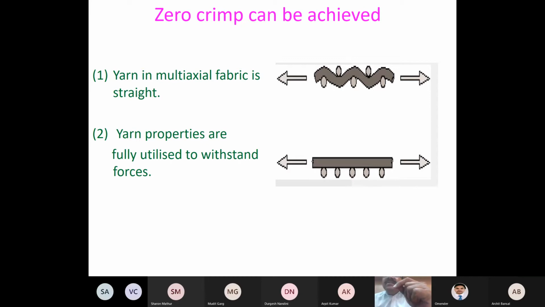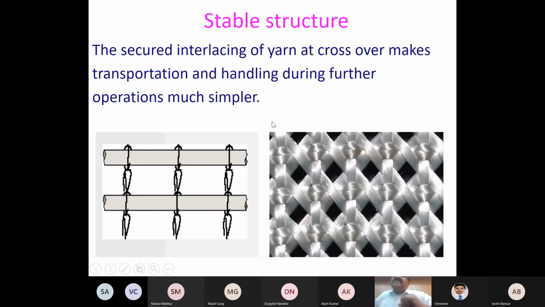And this results in the yarn disposition in a straight path. That means yarn properties are fully utilized to withstand the applied force. So that is the logic why this yarn, because of low crimp, gives high modulus.